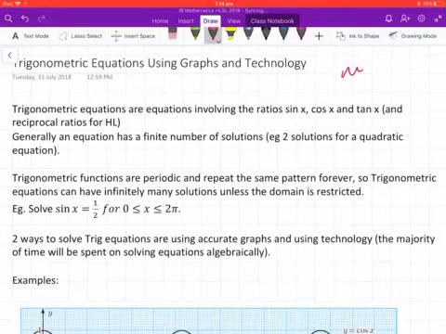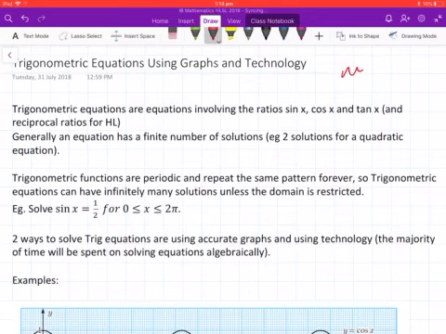Okay, we're introducing trigonometric equations. So the idea of a trig equation is obviously an equation, something equal to something, and you want to solve for an unknown like x or y or theta. But it involves sine x, cos x, and tan x if you're in the SL course, and throw in cotan, cot, cosec, sec if you're in the HL course.